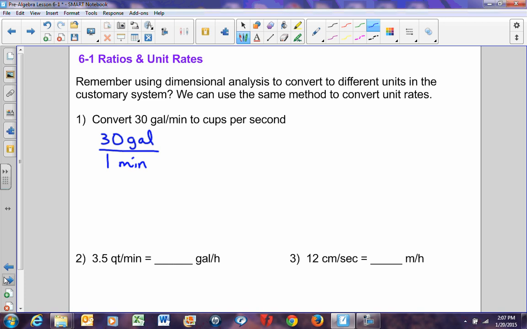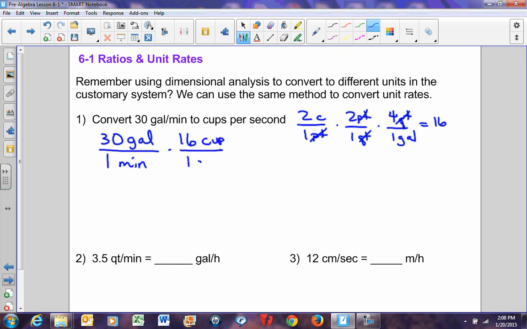And I need to remember some of my conversion rates. I personally don't know how many cups are in a gallon, but I do know that there are 2 cups in a pint, 2 pints in a quart, and 4 quarts in a gallon, so I might actually have to do that conversion. If there are 2 cups in 1 pint, 2 pints in 1 quart, and 4 quarts in 1 gallon, notice pints cancel, quarts cancel, so there are 2 times 2, which is 4, times 4, which is 16. So there's 16 cups in 1 gallon. So I can multiply this by 16 cups in 1 gallon.